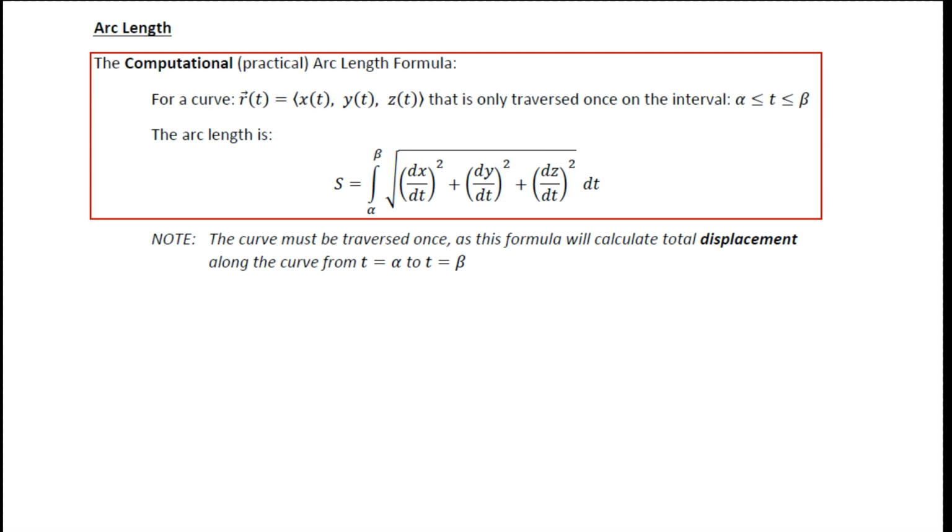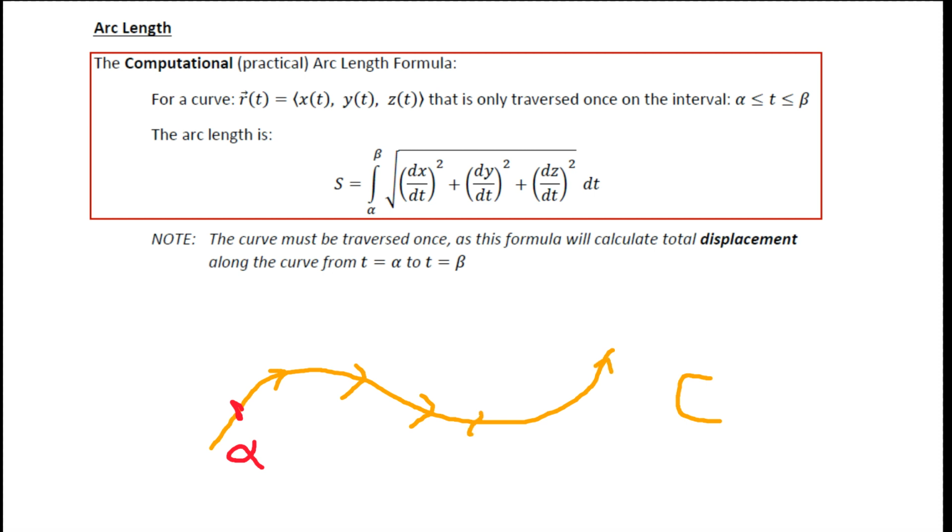There's my formula for arc length. Now, what does it mean if the curve is traversed only once? Well, let's say we have our curve C in space, and we start over here. This is alpha. And what we're doing is we're moving along the curve, right? And we have our direction. Direction matters. We're going along our curve.